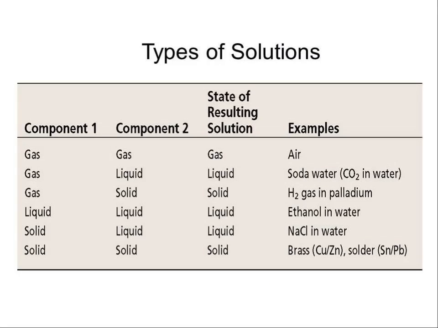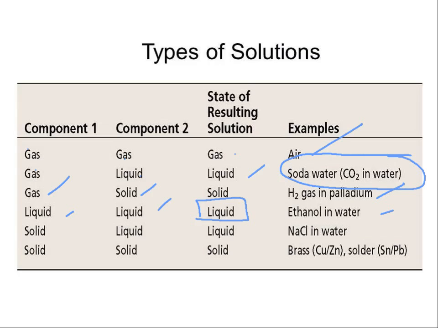The different types of solutions are as follows. We can have a gas and another gas component resulting in a gas solution, an example of which is air. Another one is the gas component and the liquid component forming a liquid solution. A very good example of this is soda water, or carbon dioxide in water, also in soft drinks. Another one is a gas component together with a solid component, such as hydrogen gas in palladium. If we are provided with a liquid component and another liquid component, this forms a liquid solution, and a very good example of this is ethanol in water.